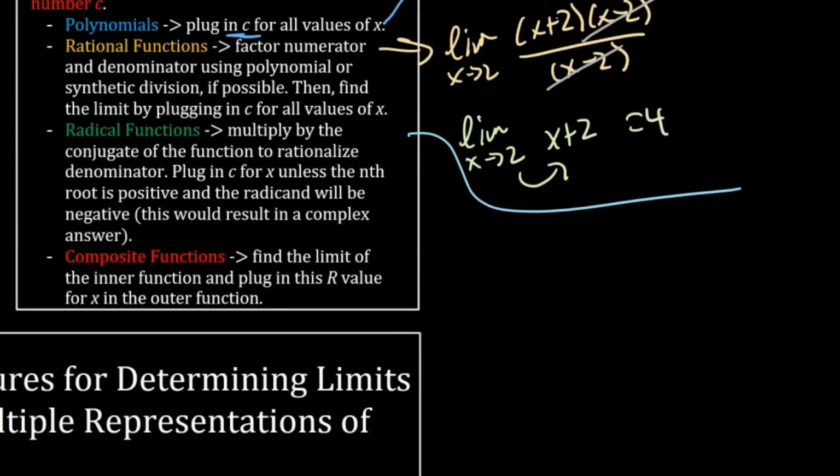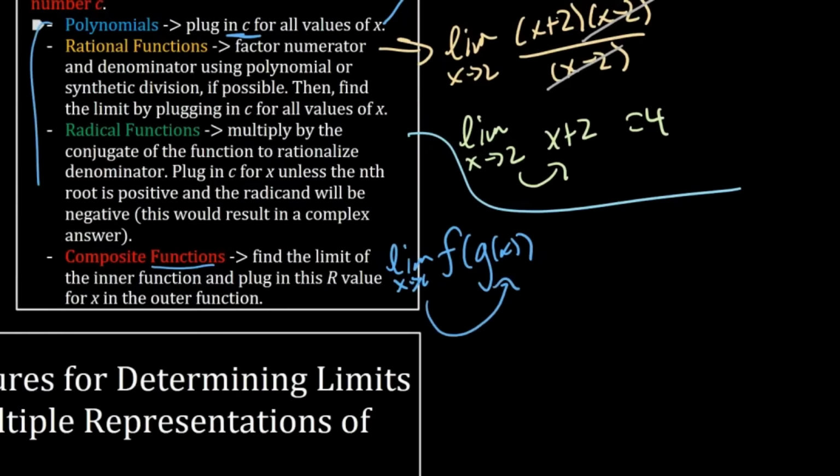Now, for a composite function, let's say I have the function f of g of x, and the limit as x approaches c. What you want to do is find the limit of the inner function. So use one of these above strategies or any other strategy to find the limit of the inside function. So you plug in c, you find the limit of g of x.